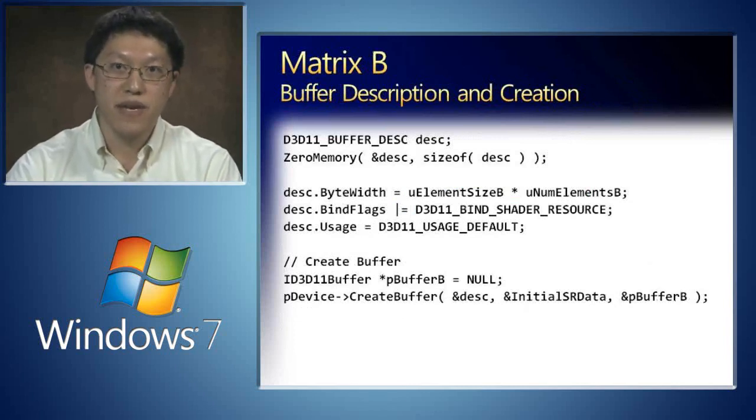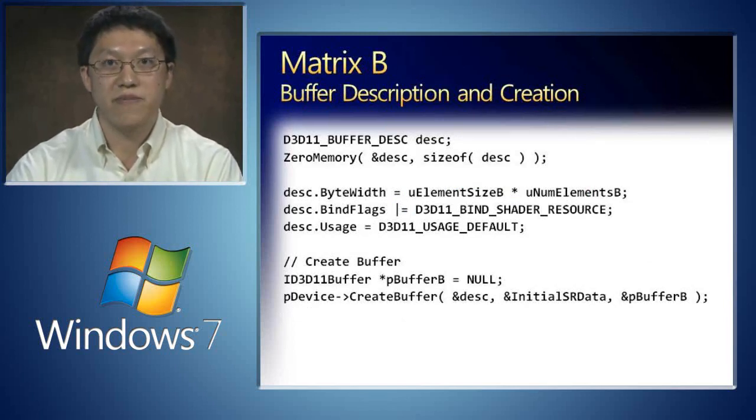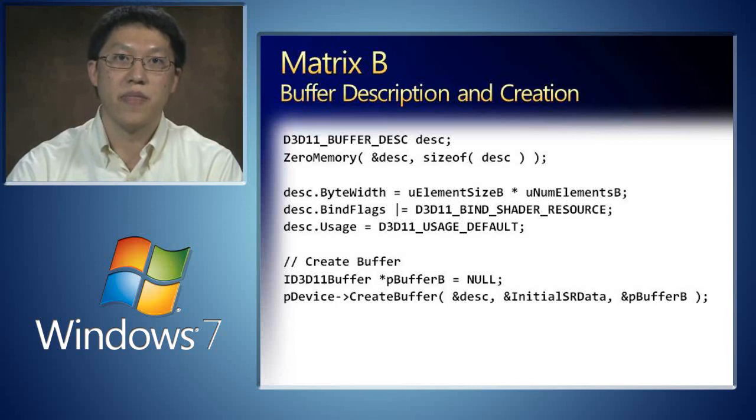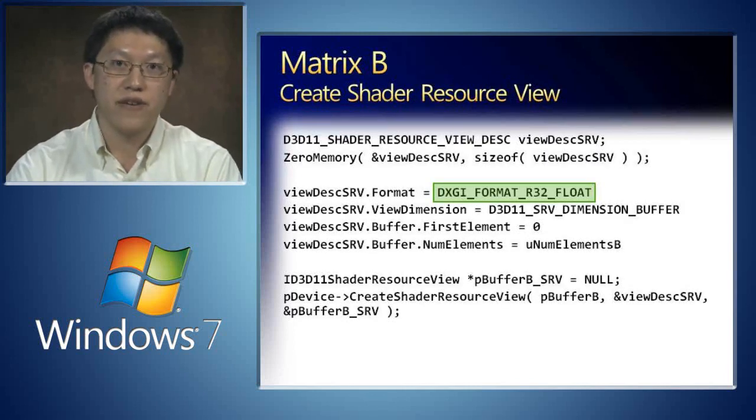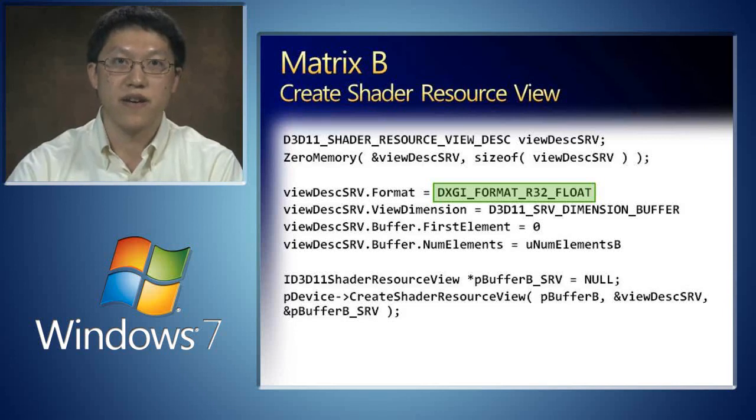Next, I create matrix B, and this is, again, a standard float buffer. The difference between the creation of this buffer versus the previous buffer is I don't have to set the structured buffer bind flag. But because I'm accessing the buffer as a float resource, I must set the view format as a single float. So I set that here, and I create the shader resource view.